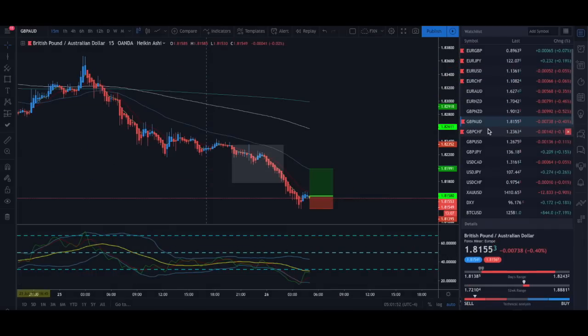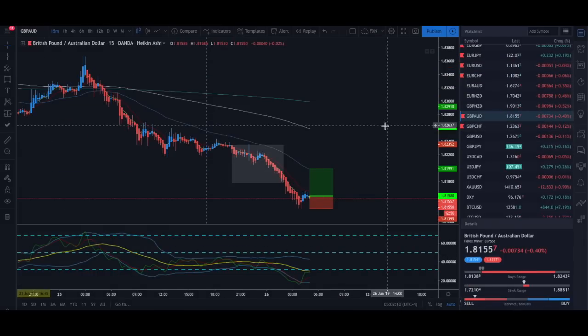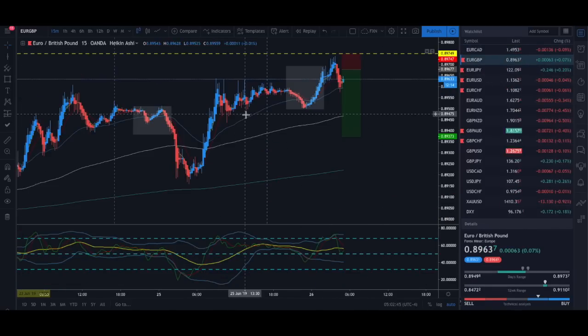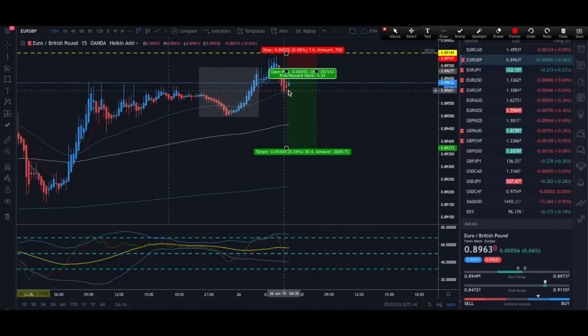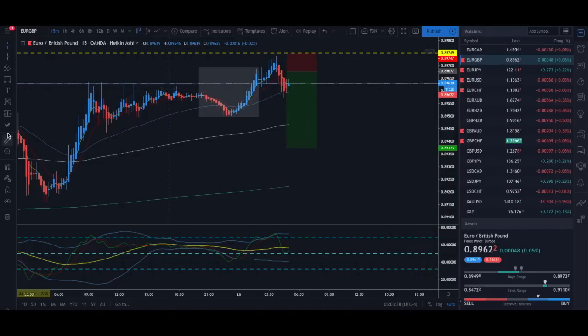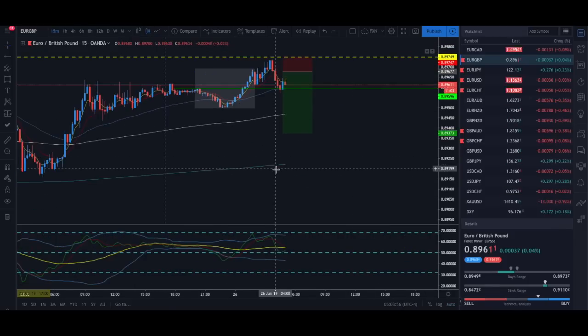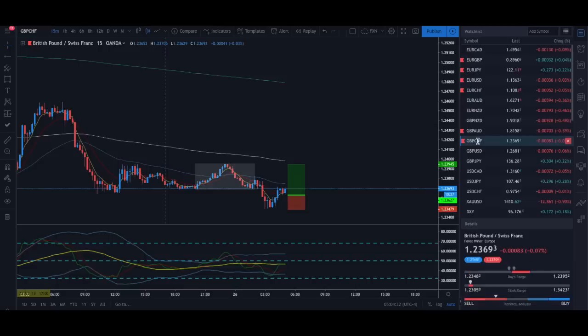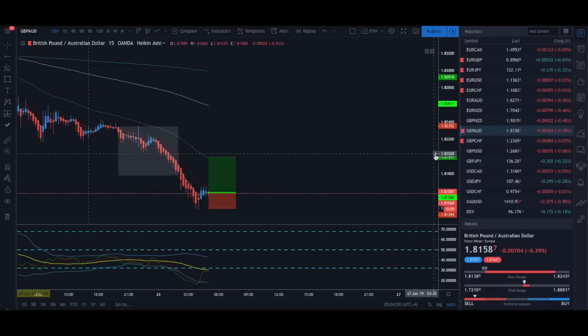The pairs that we actually ended up trading on this specific day: Euro Pound. Euro Pound was a trade that we did for 22 pips, and we got out as it hit the 200 EMA. There was one pair that we did take that was Euro JPY, and that actually was a loss.